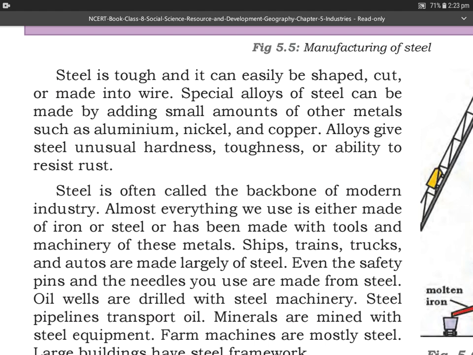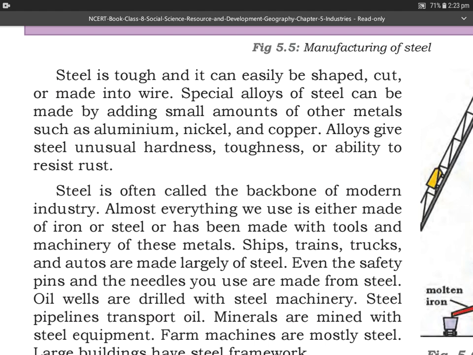You can underline this. Steel is tough. It can be easily shaped in various ways as per requirement. It can be easily cut and made into wire also. And because of its hardness, toughness or ability to resist rust, it is used for various purposes. Steel is often called the backbone of modern industries.